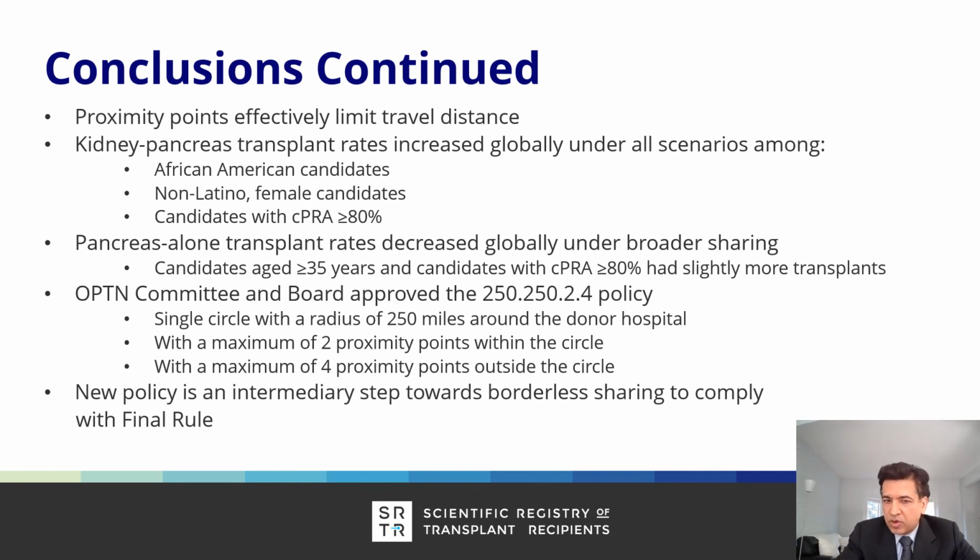The OPTN committee and the board approved the 250, 250, 2 proximity points and 4 proximity points allocation policy. This policy involves a single circle with a radius of 250 nautical miles around the donor hospital, with a maximum of 2 proximity points within the circle, and a maximum of 4 proximity points outside the circle. No proximity points were allocated after 2,500 nautical miles away from the donor hospital. The new policy is an intermediary step towards borderless sharing to comply with the final rule.